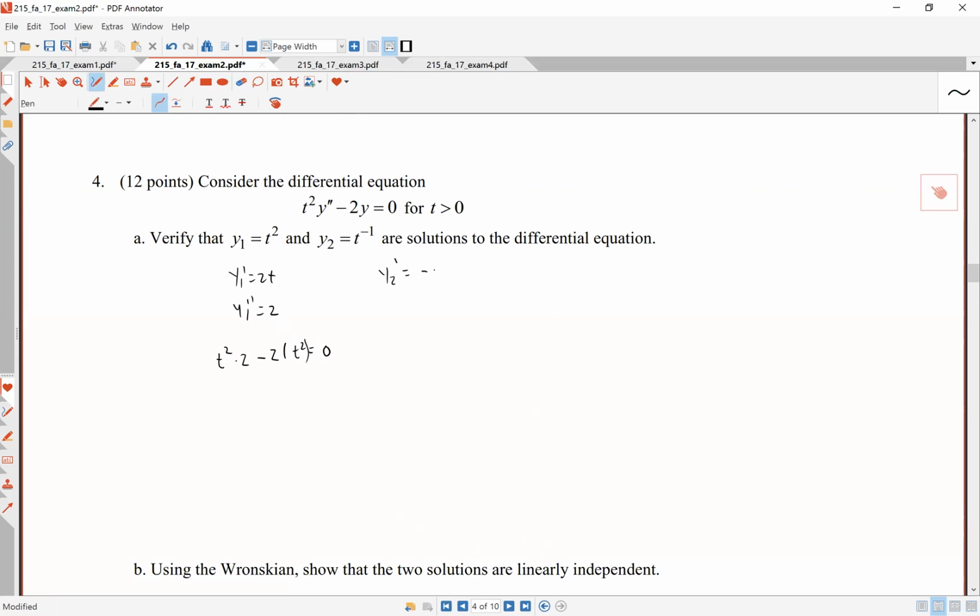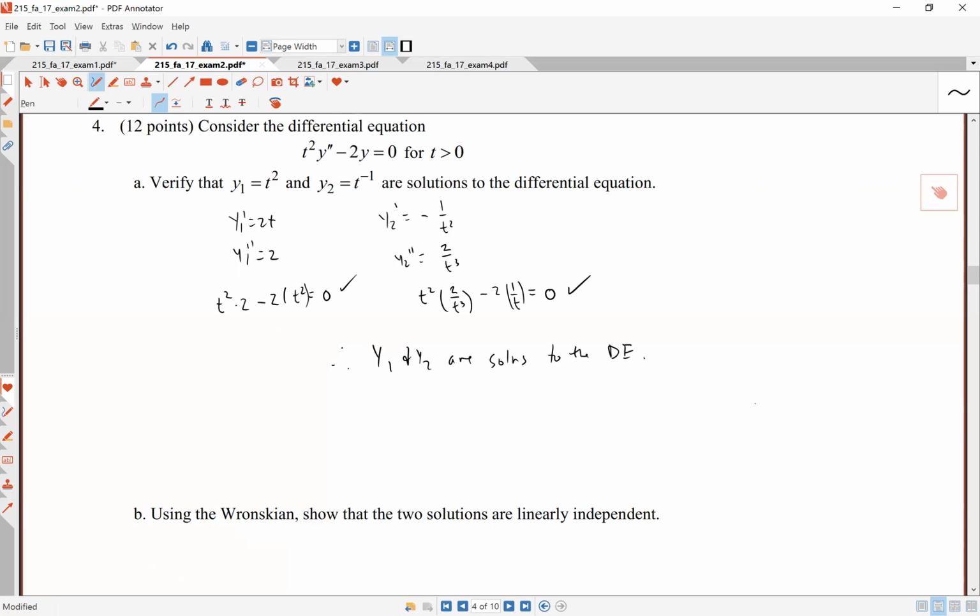y2 prime is negative 1 over t squared, and y2 double prime is 2 over t cubed. When we plug that in, t squared times y double prime, minus 2 times 1 over t, that is also clearly 0. Therefore, y1 and y2 are solutions to the DE.